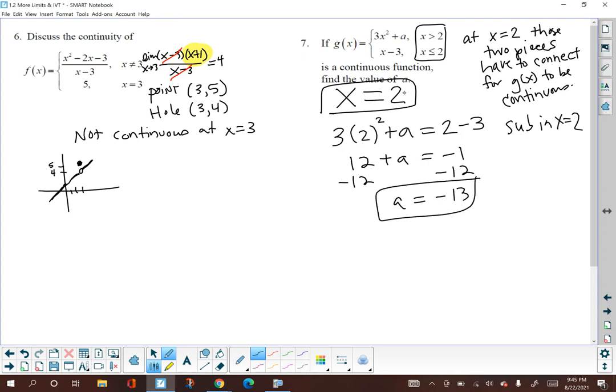So in order for this function g of x up at the top to be continuous, it has to have negative 13 right there. Any other number, we would see a jump. We would see some kind of gap between this parabola and this line. So for a equals negative 13, those are going to coincide and connect. For any other a value, they will not. Okay.